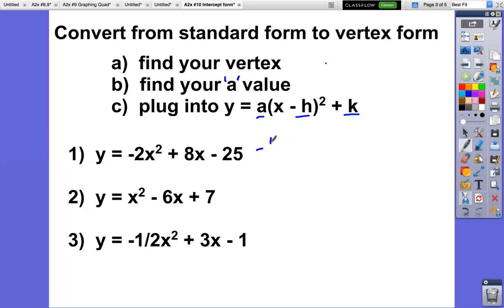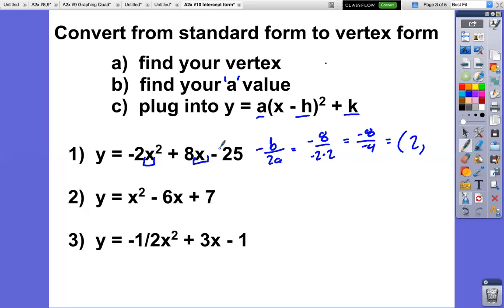The opposite of 8 over -2 squared. I mean, -2 times 2. And then you figure that out. So my H value is going to be +2. So it's the opposite of B over 2A. We did that yesterday. And how do I find my K value? I have to plug the 2 into the equation.